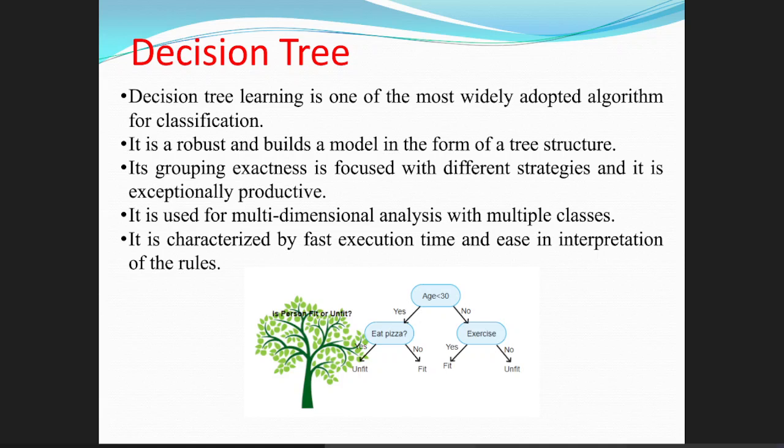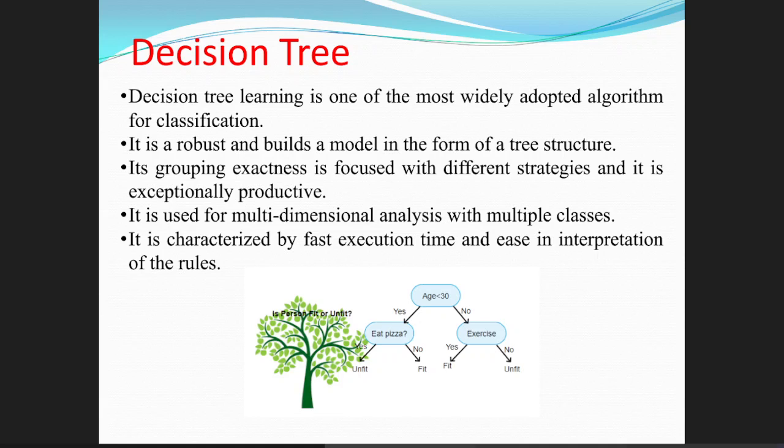Its grouping exactness is focused on different strategies, and it is exceptionally productive. So here we are building a tree. For example, if the age is less than 30, then eat pizza or not eat pizza. If you are eating the pizza, then we are unfit. If we are not eating the pizza, then we are fit. And if age is less than 30 and we are doing exercise, then we are fit. If we are not doing the exercise, we are not fit. In this way, a tree-like structure is built.